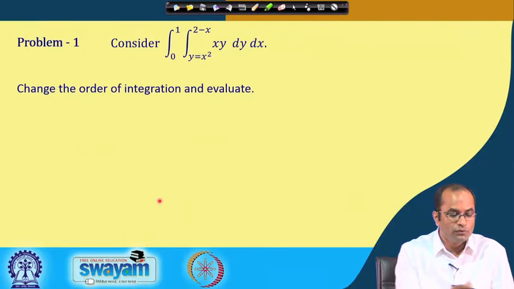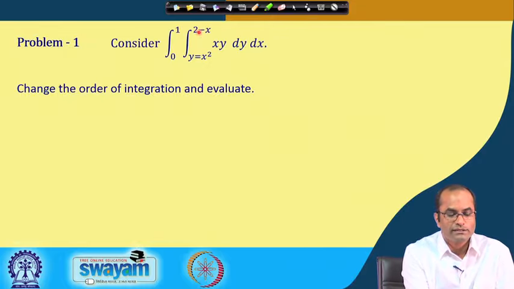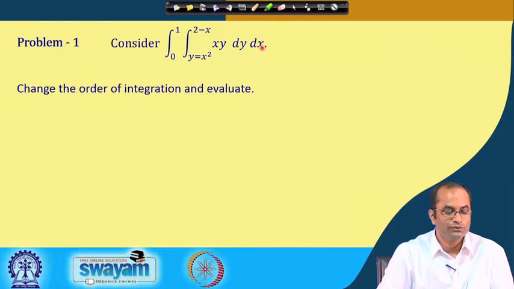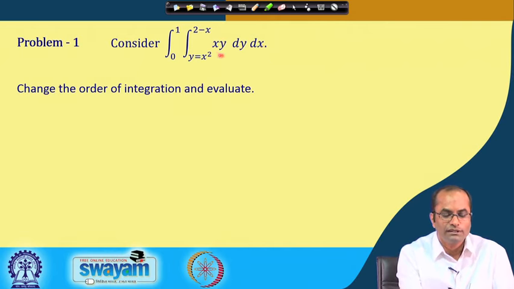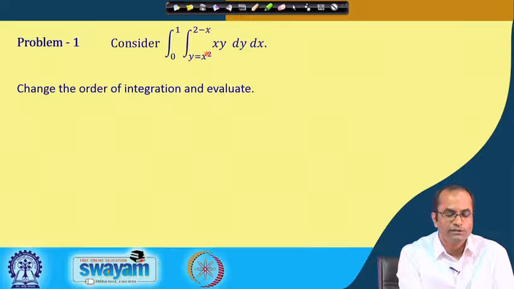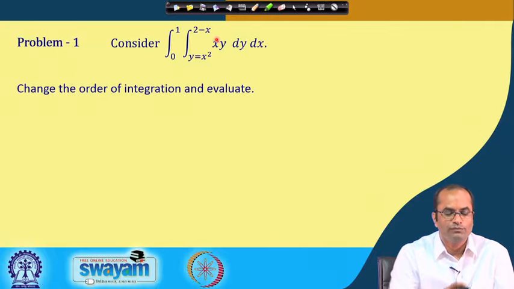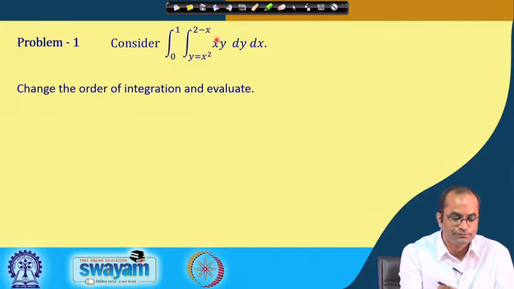So, let us consider a few more problems. Let us discuss the integral x from 0 to 1 and y goes from x square to 2 minus x of xy dy dx, and we want to change the order of integration and then evaluate. Though in this case our integrand is just xy, so it will not matter whether we first integrate with respect to y or with respect to x, the complexity level would be more or less the same.